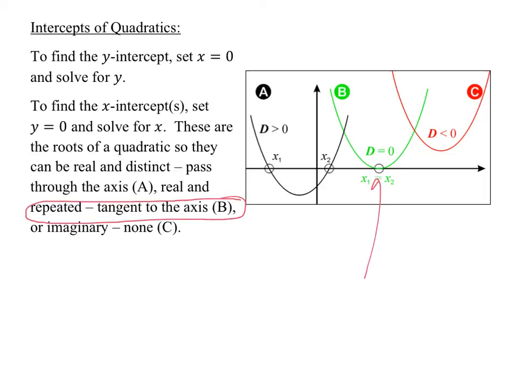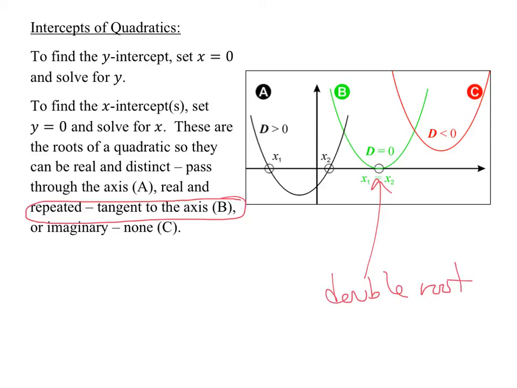Okay, this is a double root. It is tangent to the x-axis, meaning it touches it and then it retreats. It touches once on the x-axis and it retreats. It could be on the bottom, it could be like this: hit the x-axis and then come back down. It could be over here: hit the x-axis, come back down. That's when the discriminant equals 0.